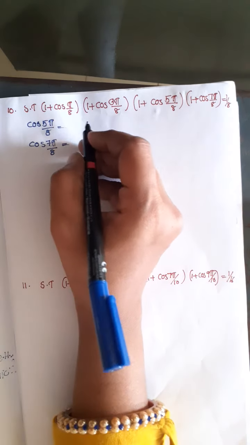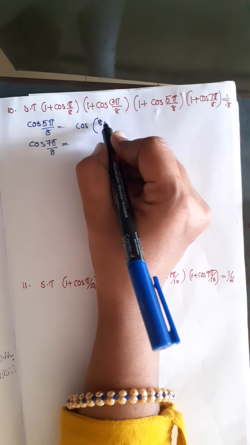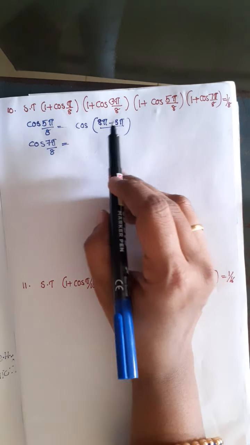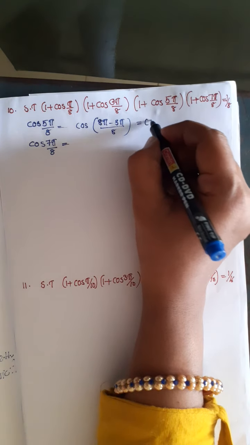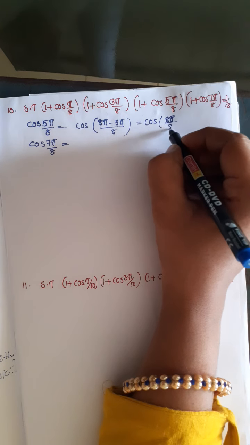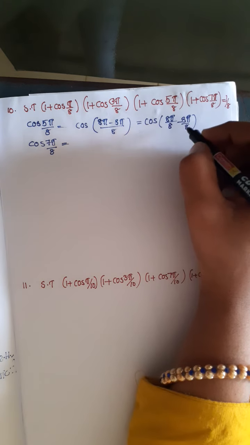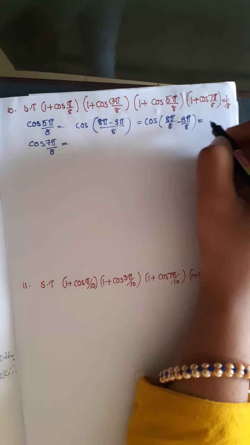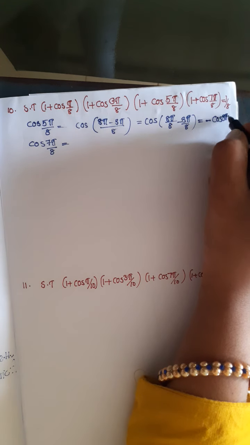So, how can we write cos 5 pi by 8? You see once. Can I write 5 pi as 8 pi minus 3 pi by 8? Yes, because 8 pi minus 5 pi is again 3 pi only. Now, cos, I am splitting the fraction, 8 pi by 8 minus 3 pi by 8. This is nothing but pi minus theta. Cos pi minus theta, cos pi minus, in second quadrant you have, so this is minus cos 3 pi by 8.